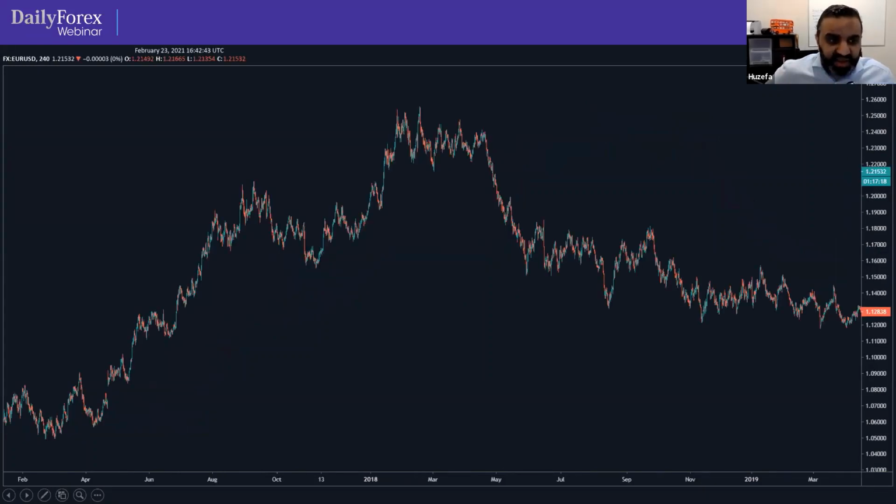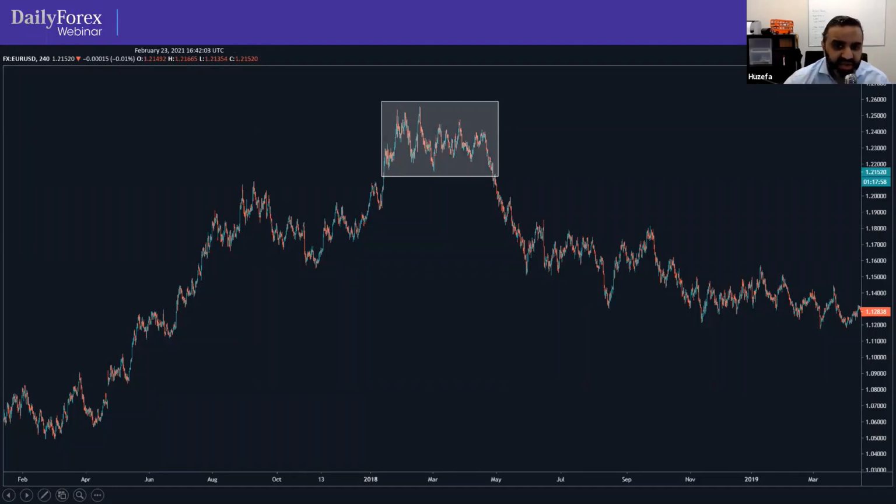This is an example of the Euro USD on the 4-hour chart. I'm going to break down this reversal area. The price from left to right has been trending up, peaks around early March, going back to 2018, and then trends back down. So here is your reversal area. Let's zoom into this reversal area and see what we can see.